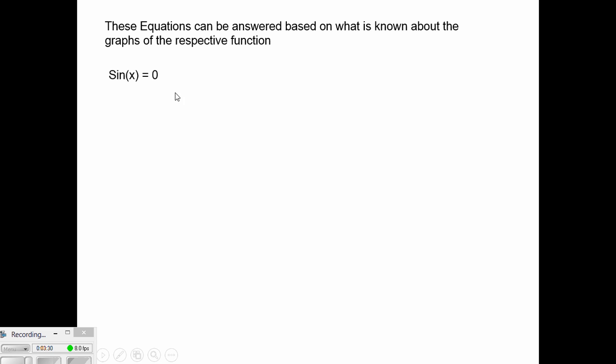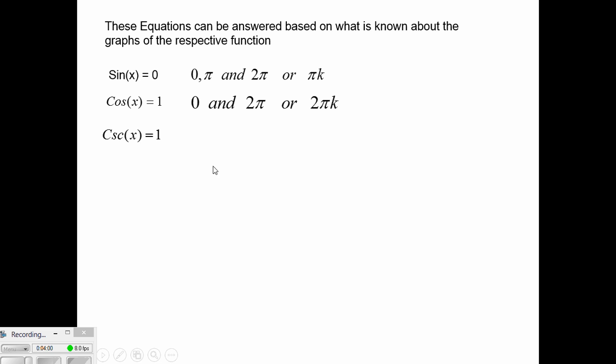Let's take a look at this. Sine of x equaling 0. Well, that's the x-intercepts. Sine crosses the axis at the beginning, middle, and end of its cycle, 0, pi, and 2 pi, which really can be condensed as all multiples of pi. So we say pi k. We're calling it k, it's just an integer. Cosine x equaling 1 implies the beginning and ending of the cycle, 0 and 2 pi. Better off just saying 2 pi k.